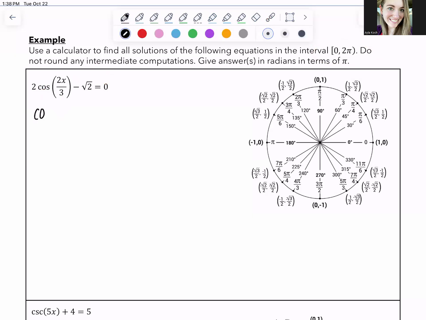You end up with cosine of, I'm going to write this as 2/3 x. Not that it matters, you can write it however you want. 2/3 x is equal to square root 2 over 2. This is referring to an x value. Cosine refers to x values.